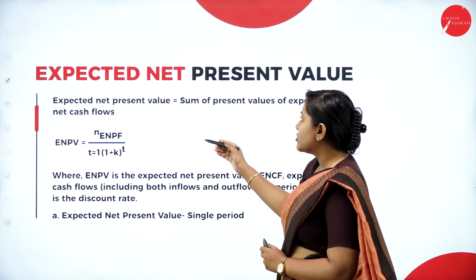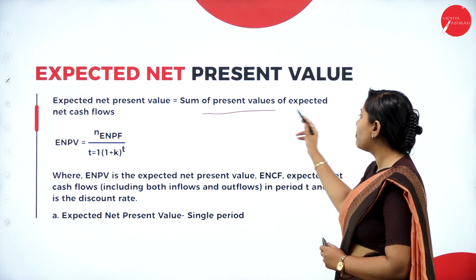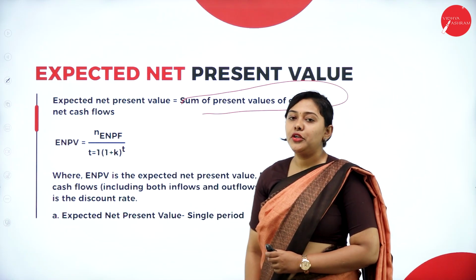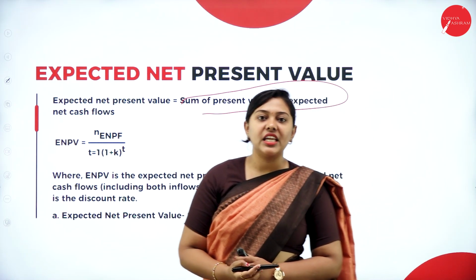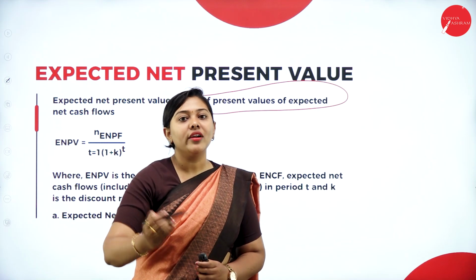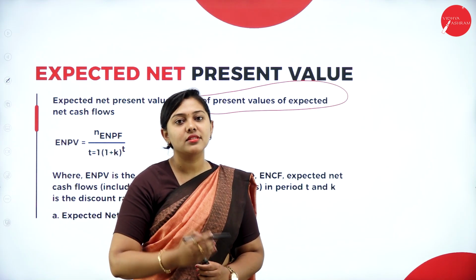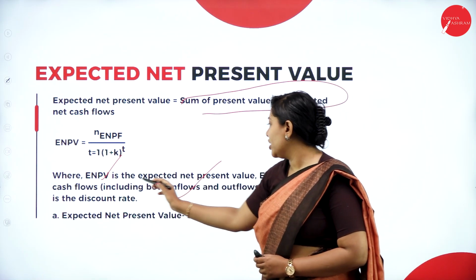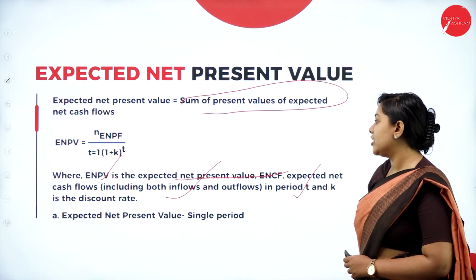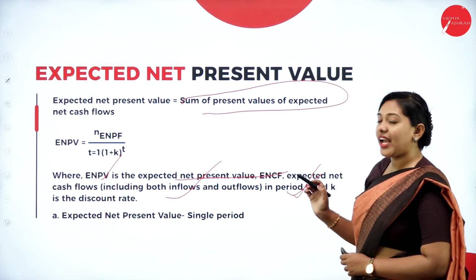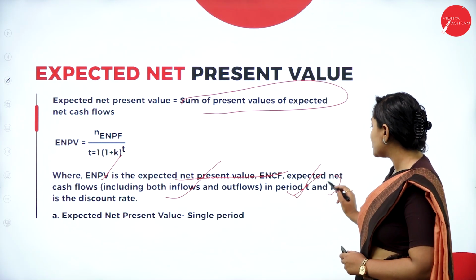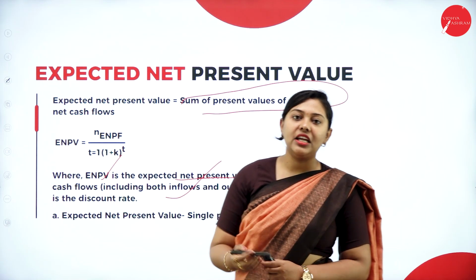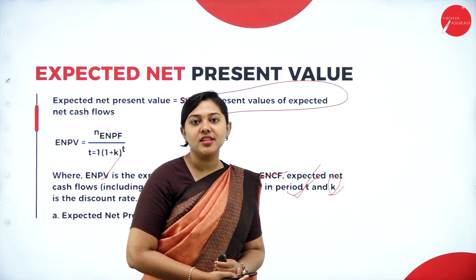So what is the formula for that? Sum of present value of expected net cash flows into your probability minus initial investment or the initial cost. That is the formula. So what do E and PV stand for? Expected net present value. What does T stand for? That is the period. What does K stand for? It is nothing but the discount rate. While taking up the problem in the next class, we'll discuss in detail.